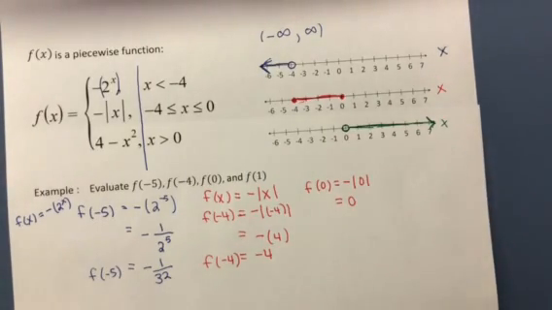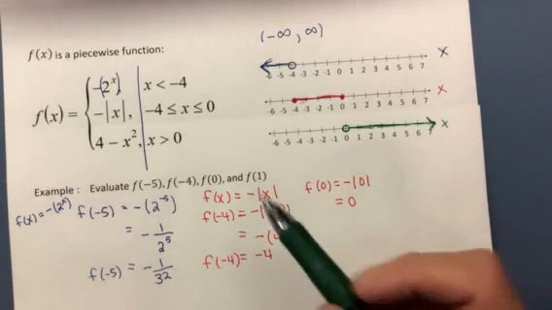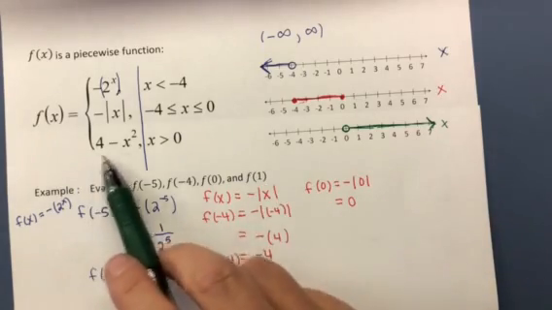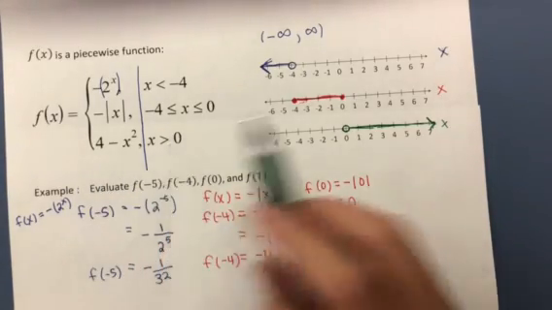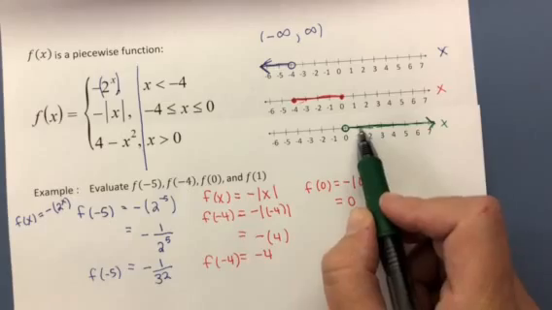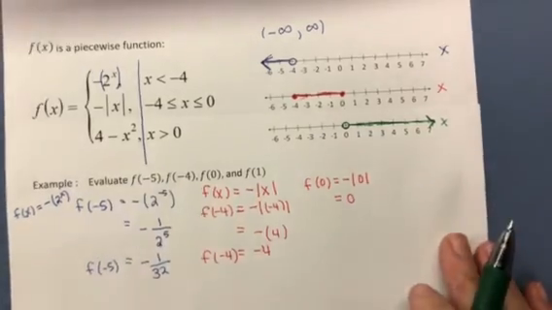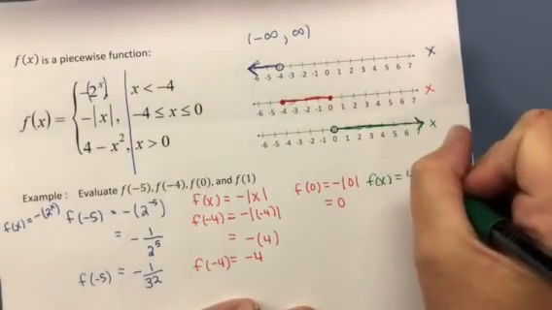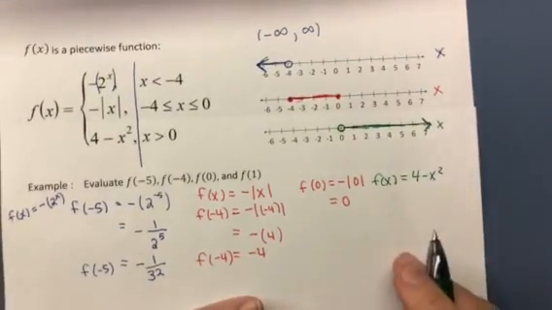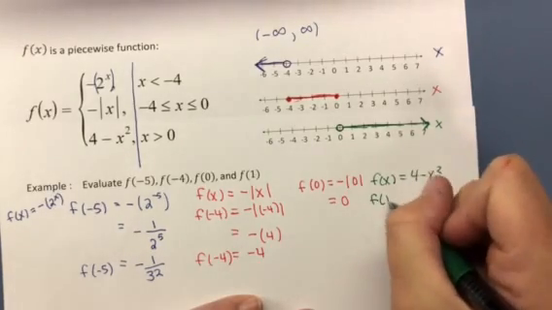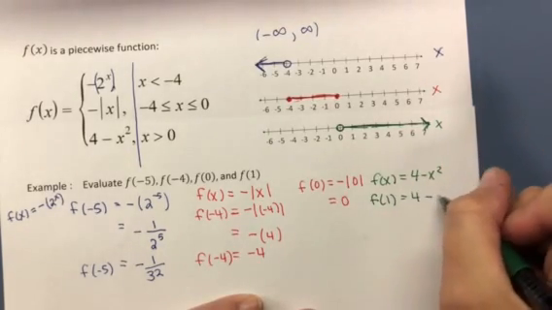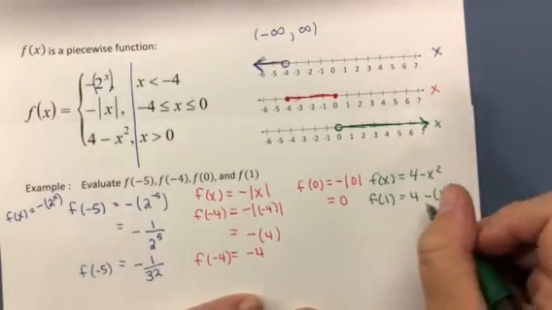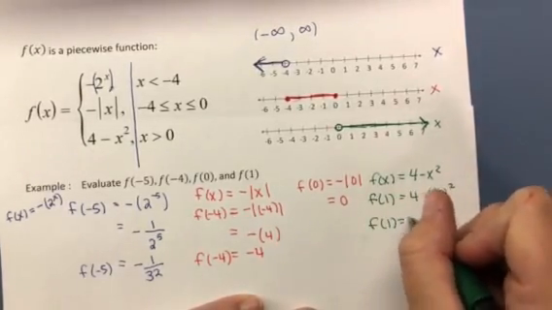So that one's easy. And then for the very last one, if we evaluate f of 1, I'm going to use the third function because 1 is greater than 0. So on my number line, 1 is greater than 0. I'll use f of x equals 4 minus x squared. And then I'm going to substitute that in. f of 1 is 4 minus 1 squared. We know 1 squared is 1. 4 minus 1 is 3. So f of 1 equals 3.